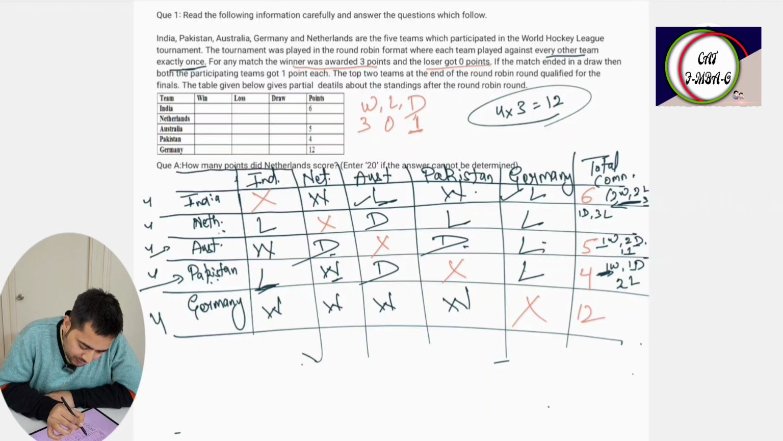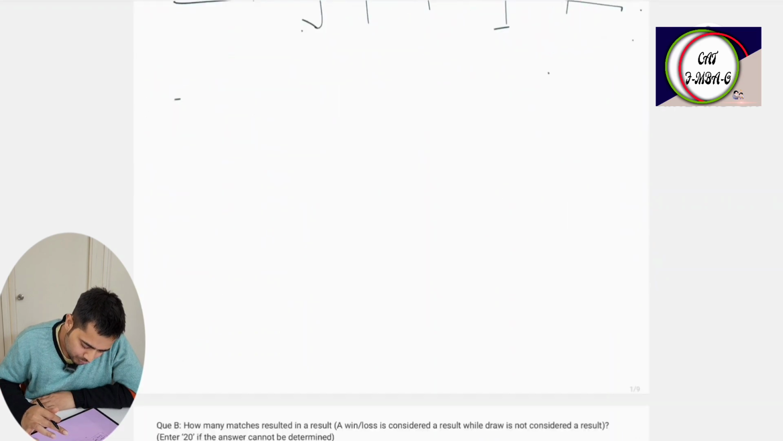How many points did Netherlands score? Netherlands has one draw and three losses there. So Netherlands scored 1 point only. So the answer is 1.